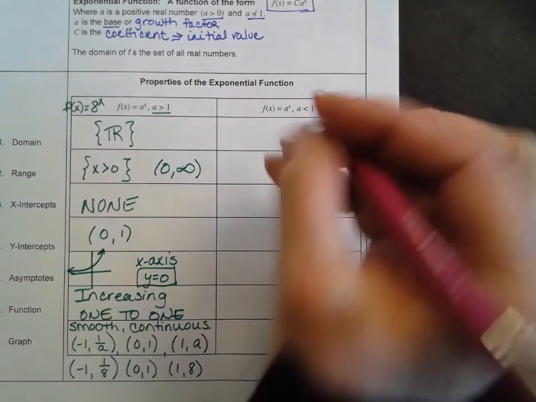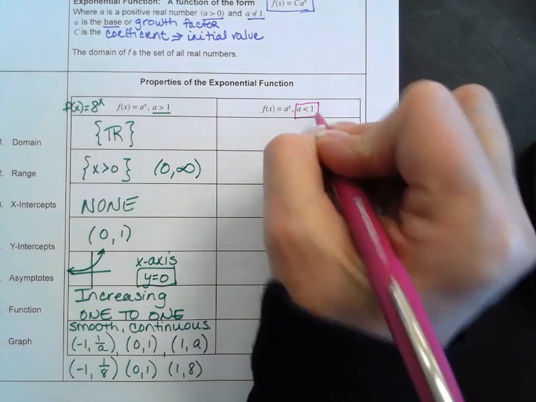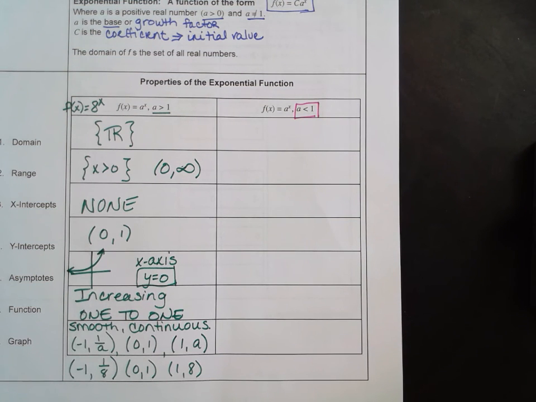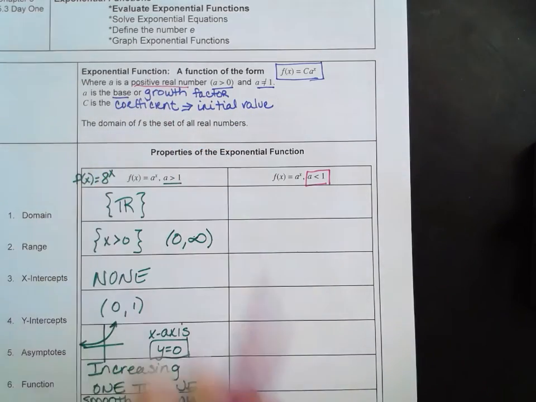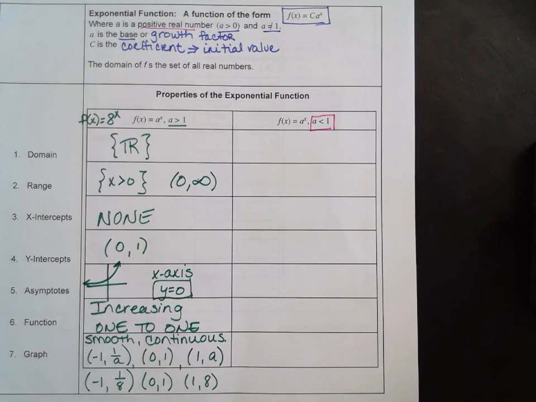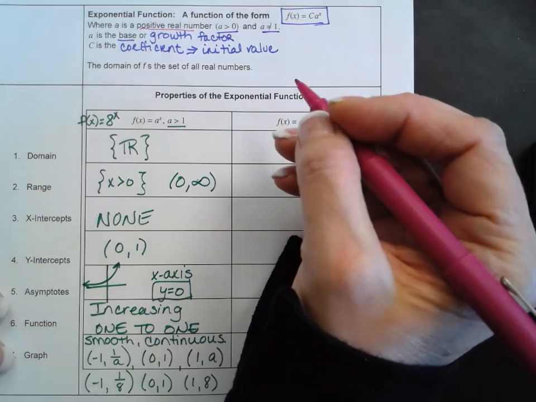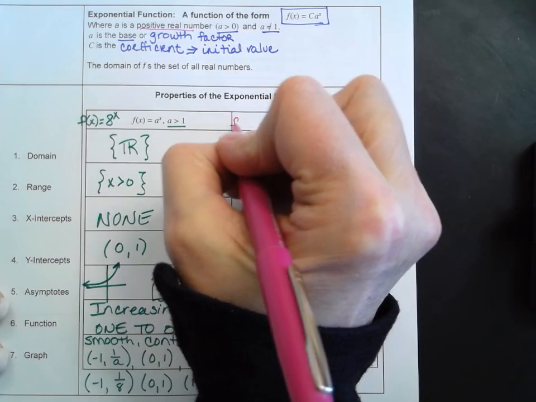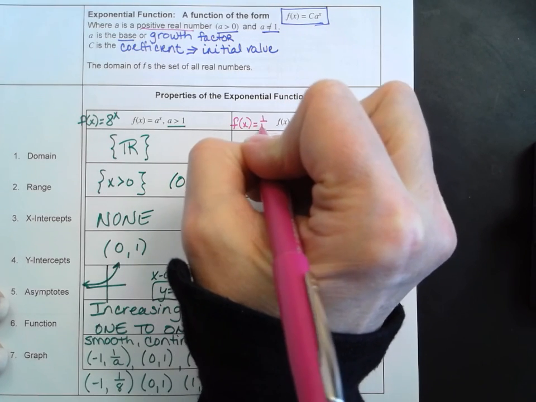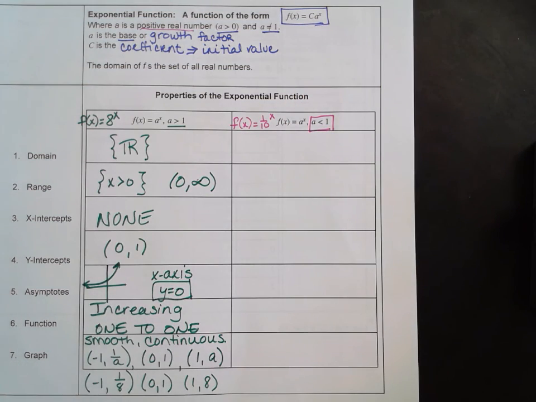All right, this time let's look at if a is less than 1. So somebody pick a new base that's less than 1. It has to be a positive real number, so between 0 and 1. So that would be 1/10. All right, so f of x is equal to 1/10 to the x.